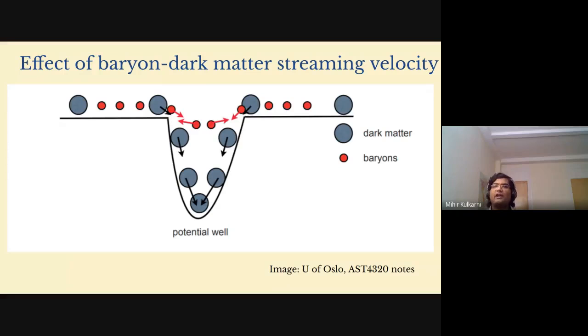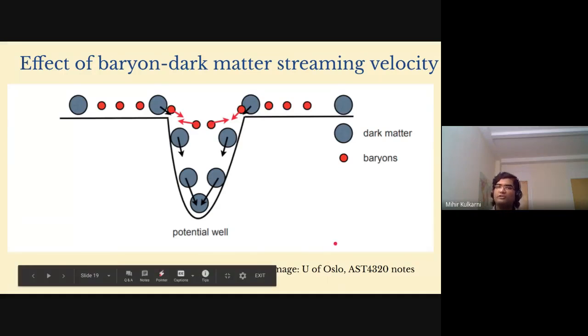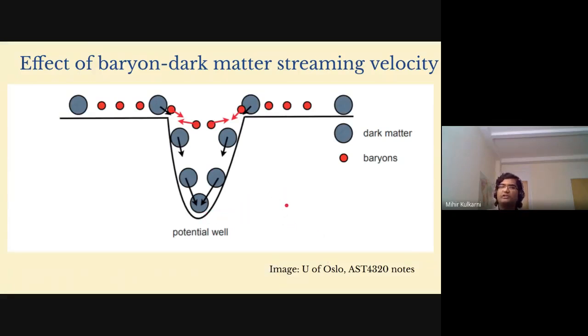And one other process that can delay the formation of first stars is called baryon dark matter streaming velocity. So consider the time just before recombination. That is, baryons, or normal matter, is ionized. So there are protons and electrons, which are coupled with radiation. Light is being constantly scattered off the electrons and protons. This is called coupling. So baryons and radiation are coupled with each other, whereas dark matter does not interact with radiation.